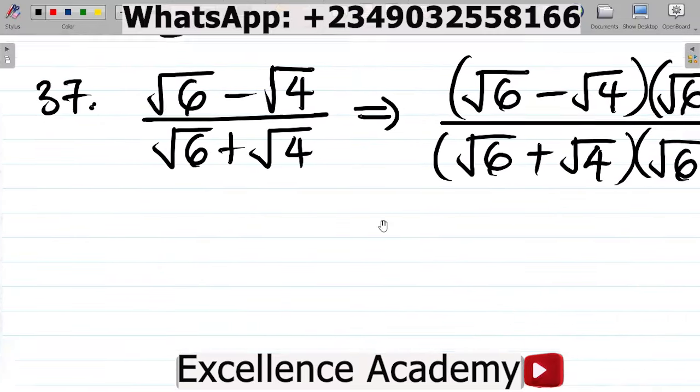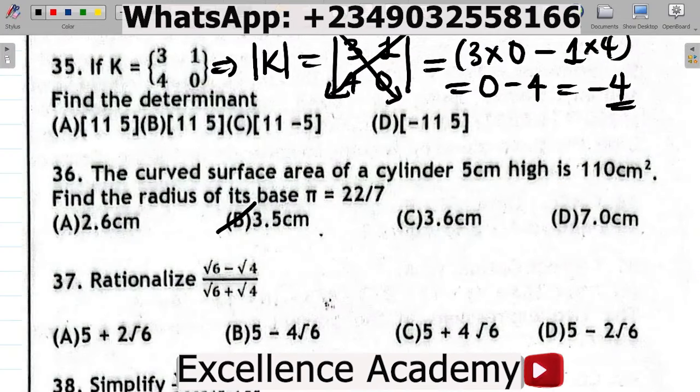So do we have any option like that? 5 minus 2 root 6. So from here, the answer there is D, 5 minus 2 root 6. That is the correct answer.